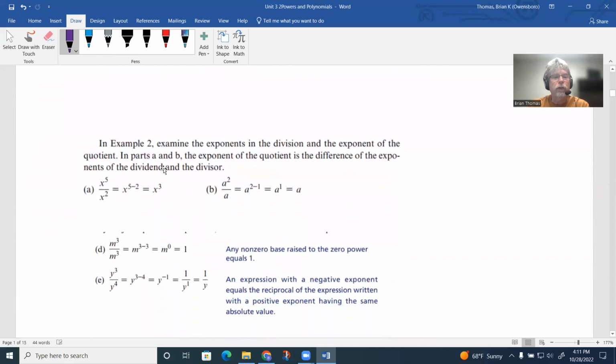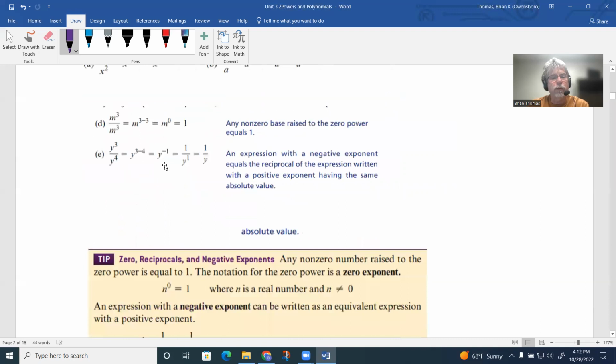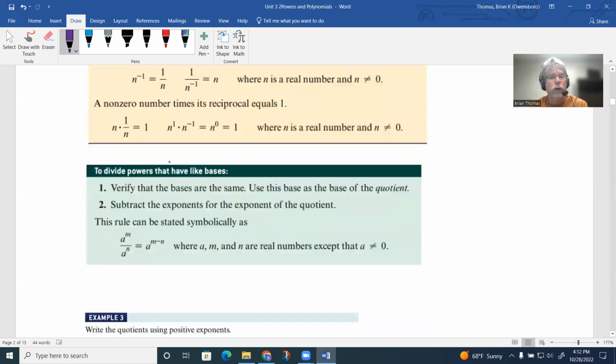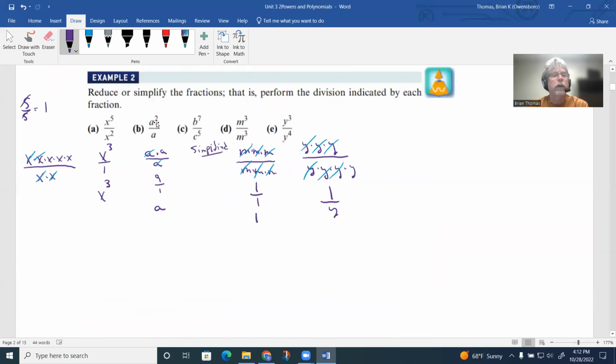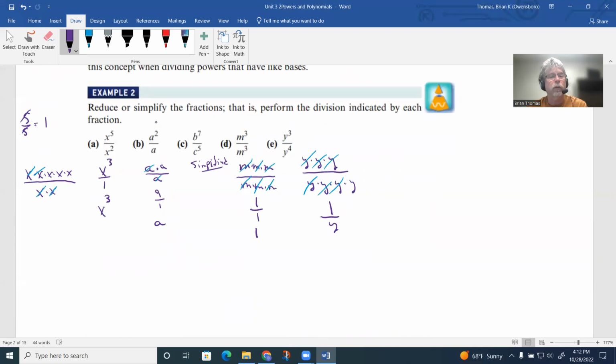But what we also pick up on is we can use subtraction as a way to do these problems. Another way to do these examples is to apply a law. Here it is: if we have a to the m divided by a to the n, I can subtract those exponents. Looking at the first one, x to the 5th divided by x squared, you could have written this as x to the 5 minus 2. Remember, you go numerator exponent minus denominator exponent, and that gives me x cubed.